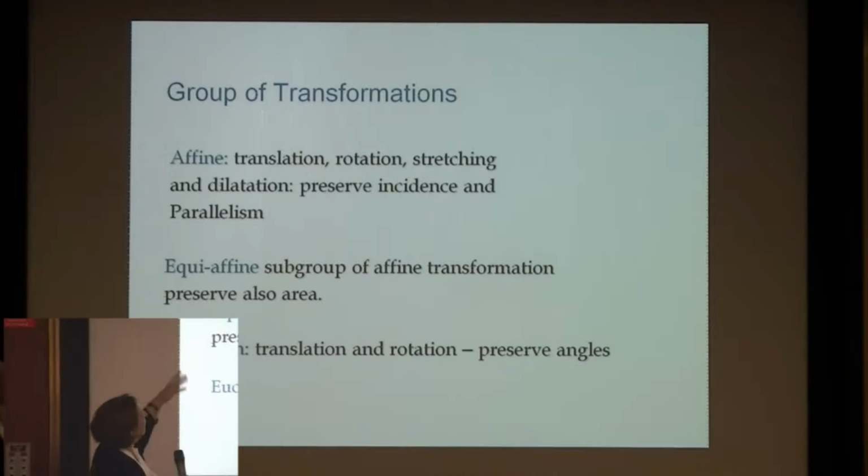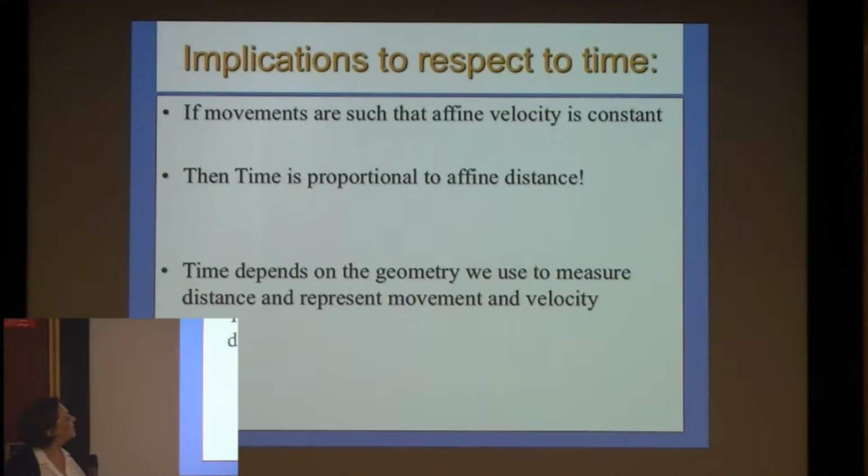So affine invariants: translation, rotation, and stretching. Equiaffine preserves area, and Euclidean is thus invariant under translation and rotation. So what does it imply with respect to time? It says that if I move at a constant affine velocity, the time will be preserved for different movements that are undergoing a full affine transformation.